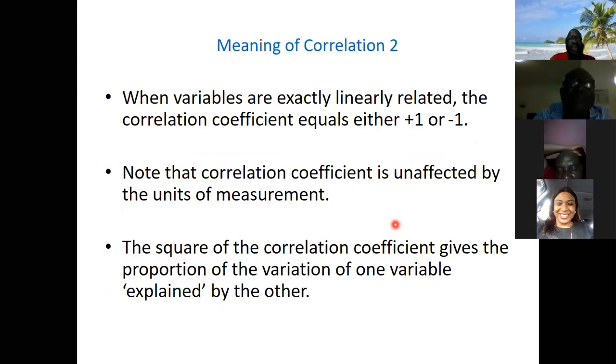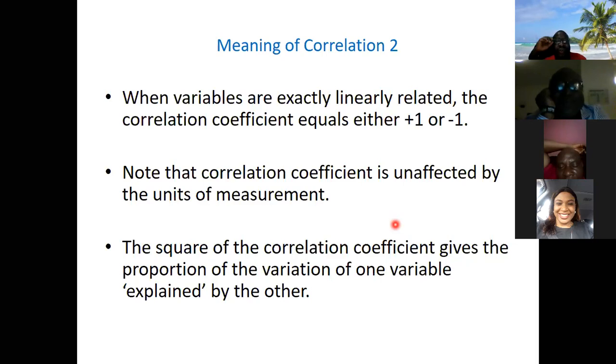Now, when variables are exactly linearly related, the correlation coefficient equals +1 or -1. What do I mean? Perfectly related means that as this one increases by a certain amount, the other must always increase by a certain amount. That is perfect. But if as this one increases, the other must decrease by a certain amount, always in the opposite direction, that will be perfectly -1. But it's not always like that.